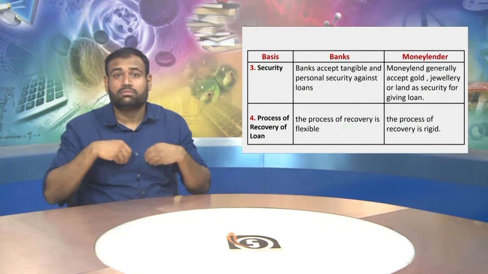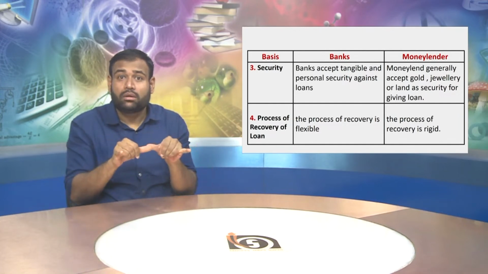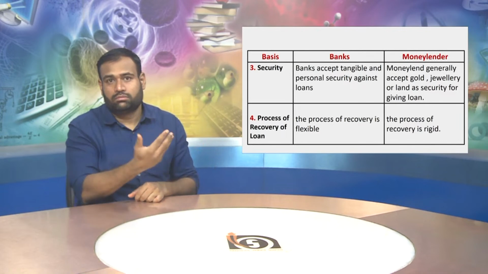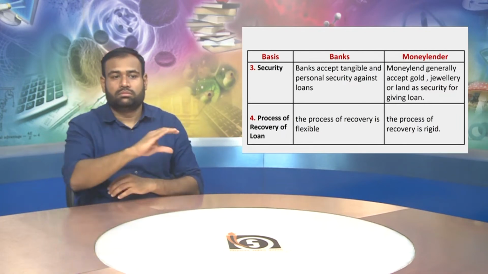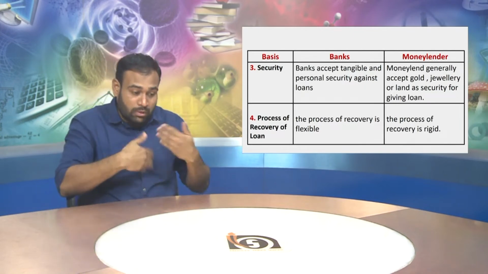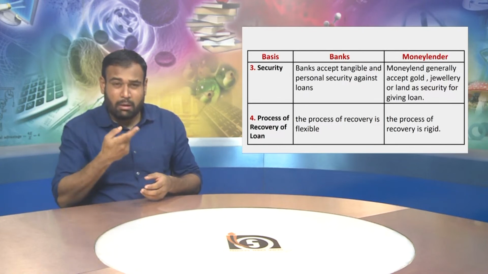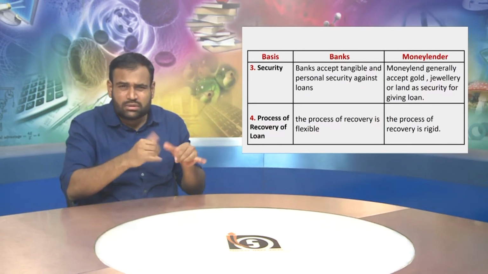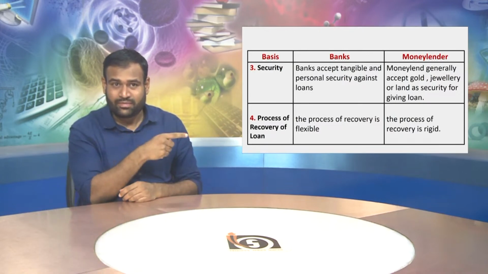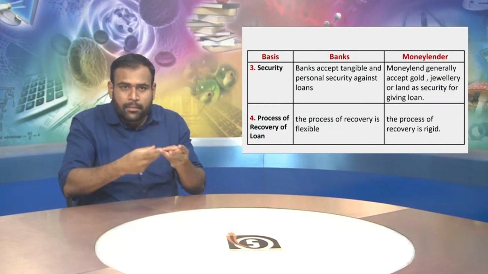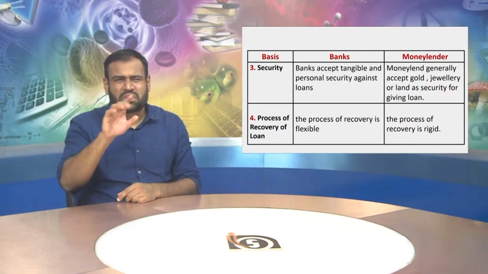On the other side, if we talk about money lenders, then money lenders generally accept gold, jewelry or land as security for giving loans. That is based on promise. So when we return our loan amount, then we can take back our jewelry, gold or anything which we had given as a security.